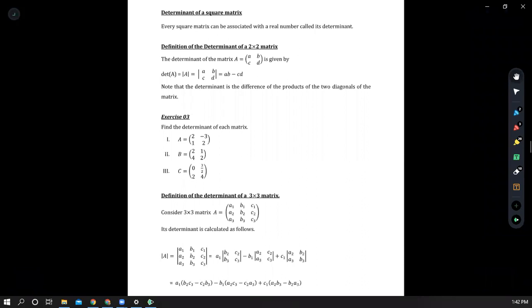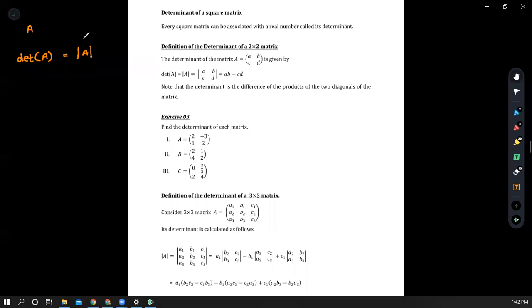But prior to discussing this, I told you that if you have a square matrix, matrix A, then it is associated with a real number, which is called the determinant of this matrix. Therefore, we can denote the determinant of the matrix as determinant of A. We generally write this as determinant of A, or else we write this inside the modulus notation. We use this notation as well to denote the determinant of matrix A.